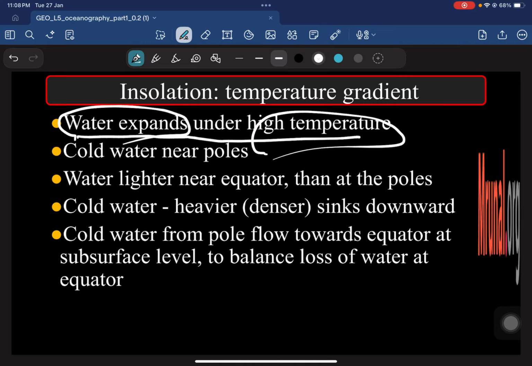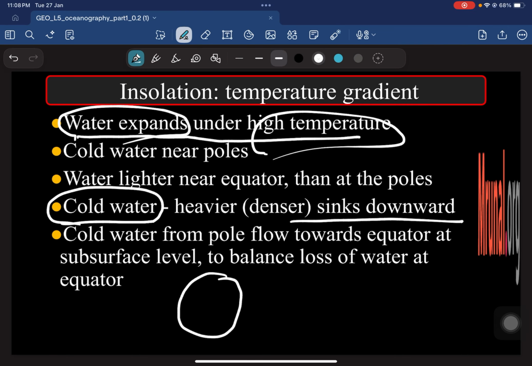Because of high temperature at the equator, water will expand. Water will expand means it will come to the upper side of the ocean. For example, icebergs, cold water. Where are we going to see icebergs and cold water? We are going to see icebergs and cold water at the north and south poles. See here, this cold water will sink downwards. Cold water we are going to see where? North pole and south pole.